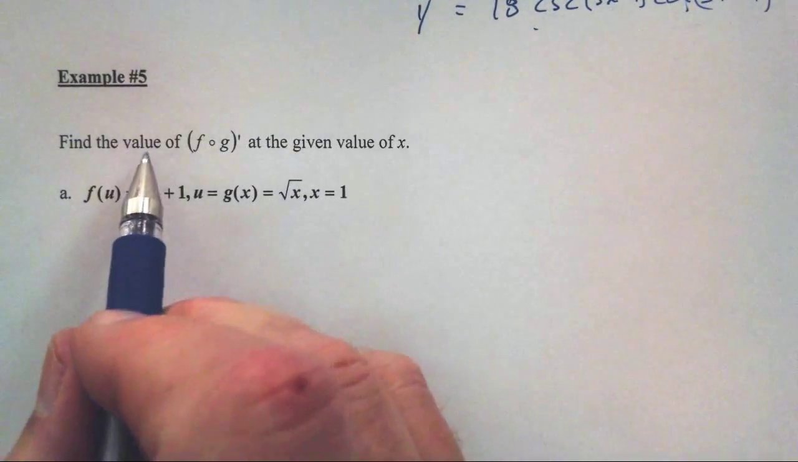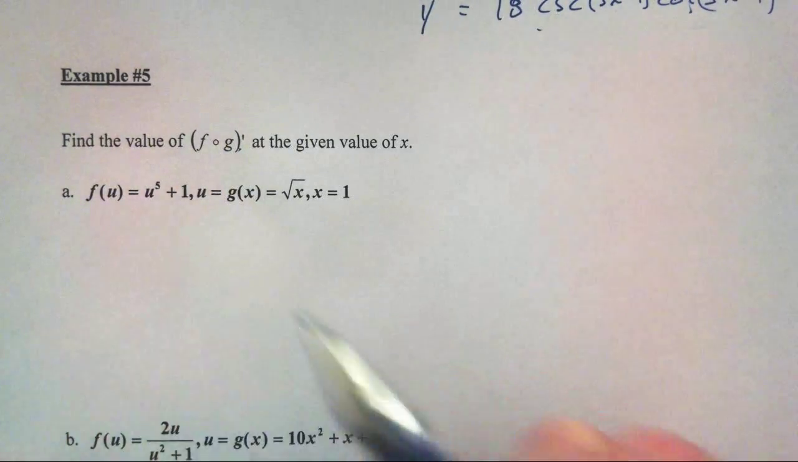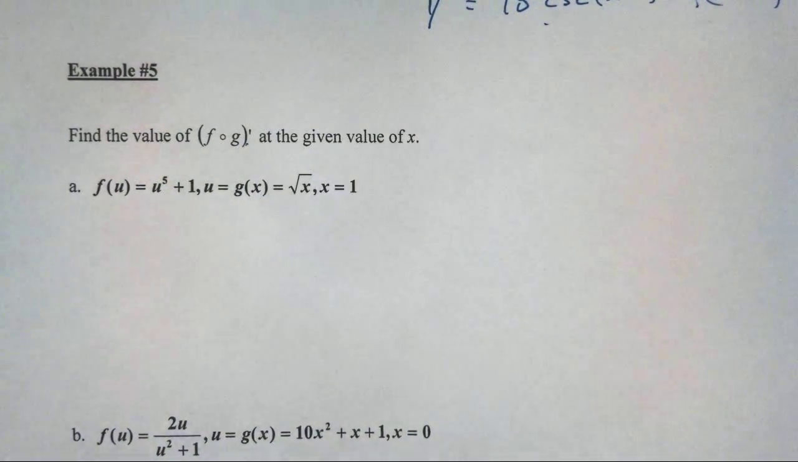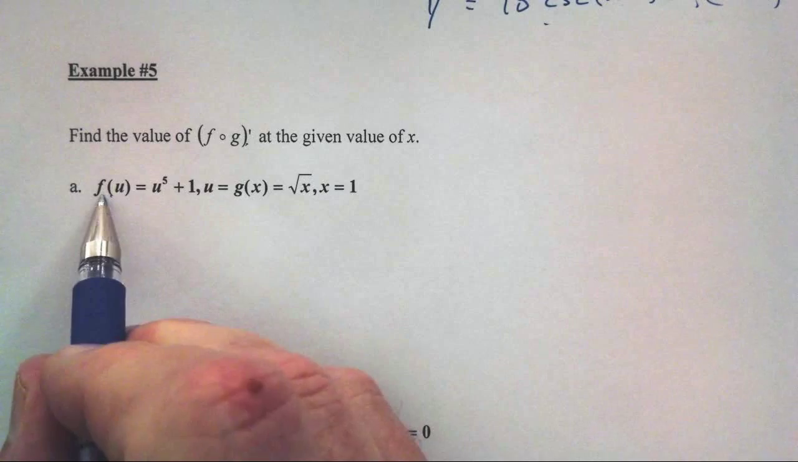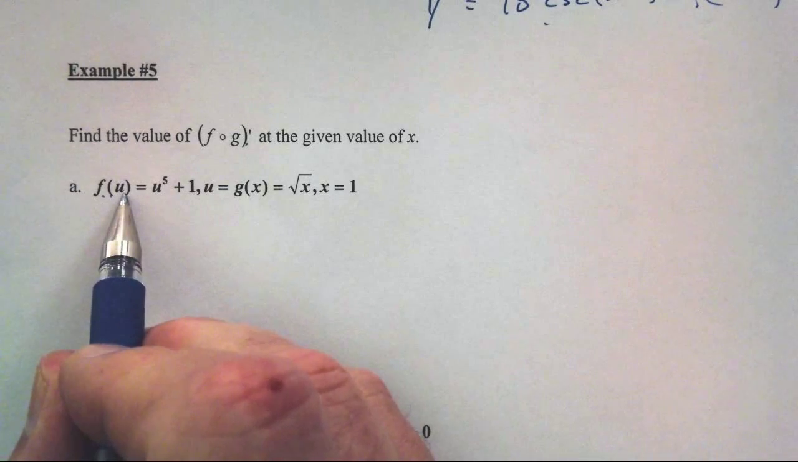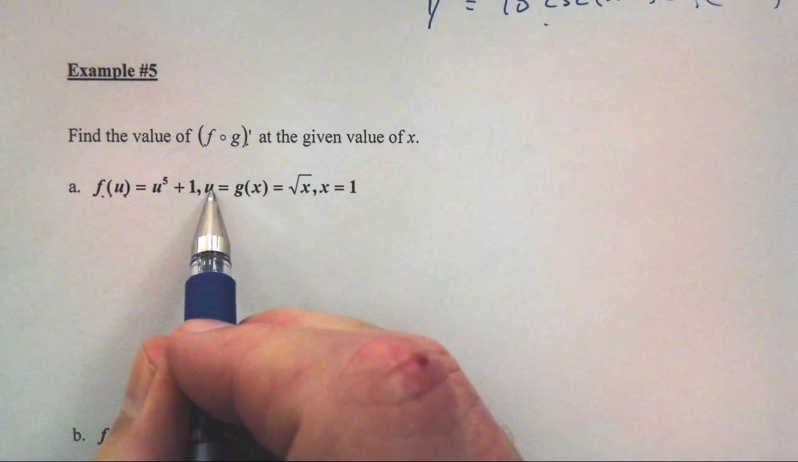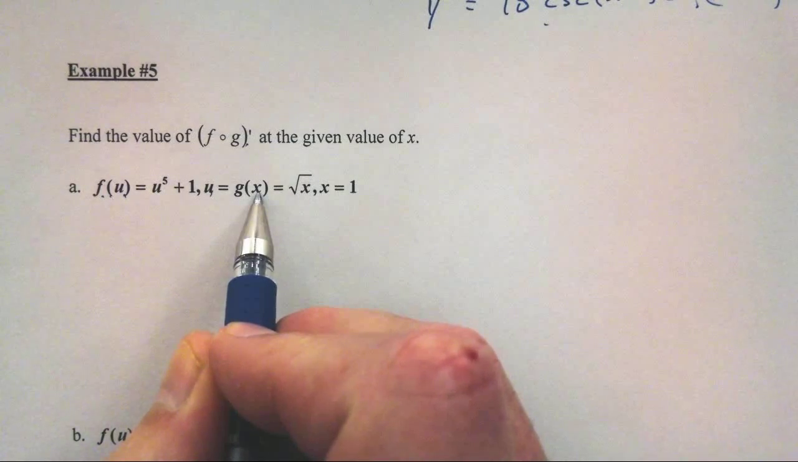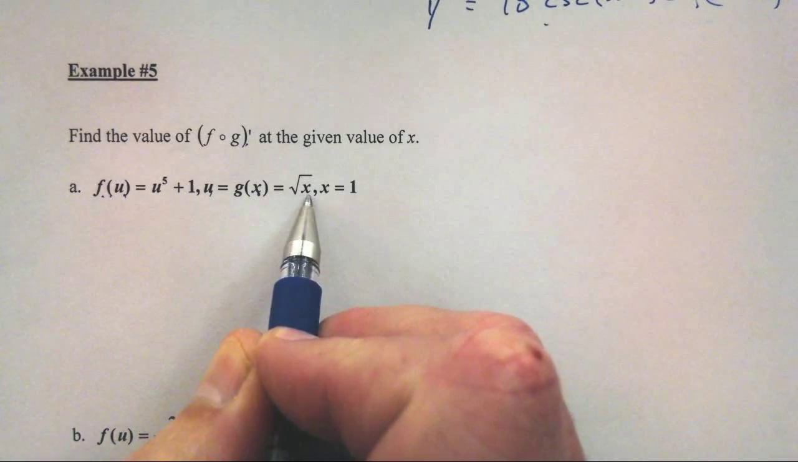Okay. Find the value of f of g. That's f of g of x. And we got all these u's in here. But this says they're going to talk about f of u. That's just a u substitution. But they're telling us that u is some function of x. And oh, by the way, u is just square root of x.